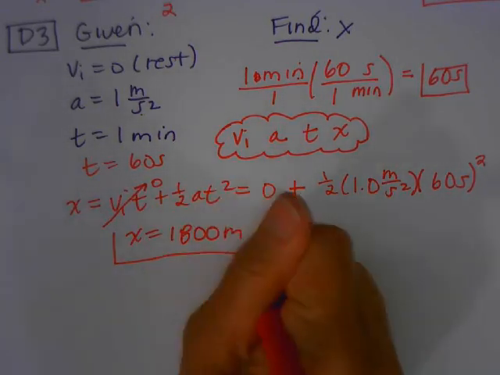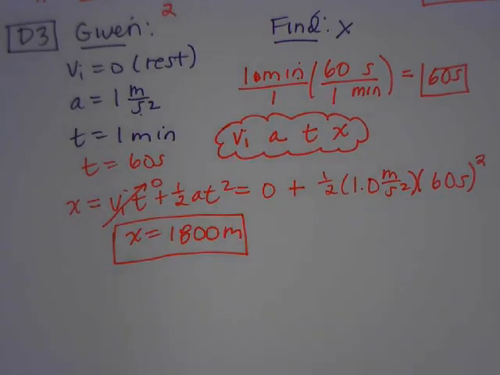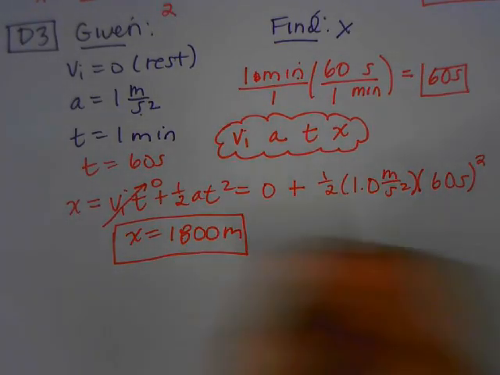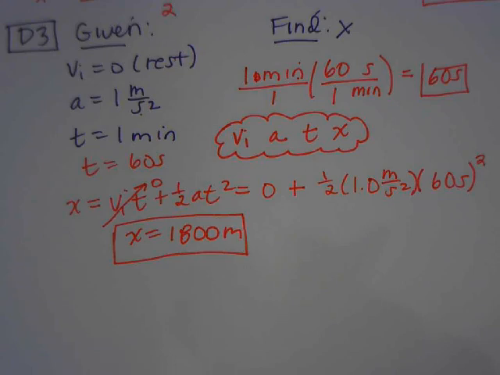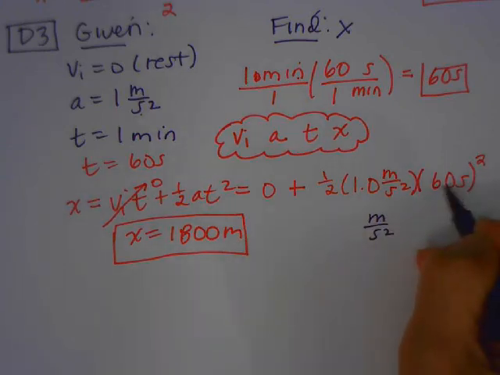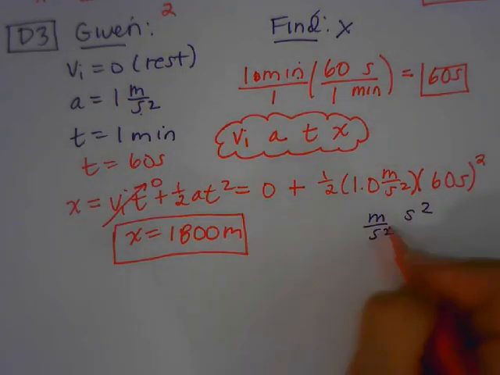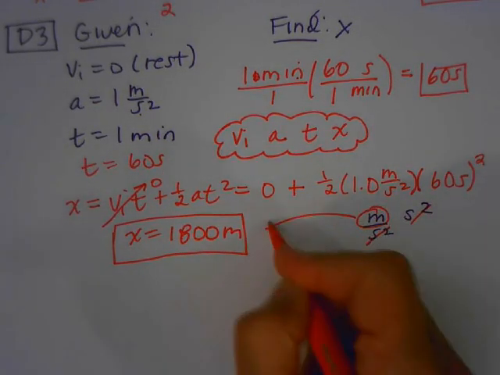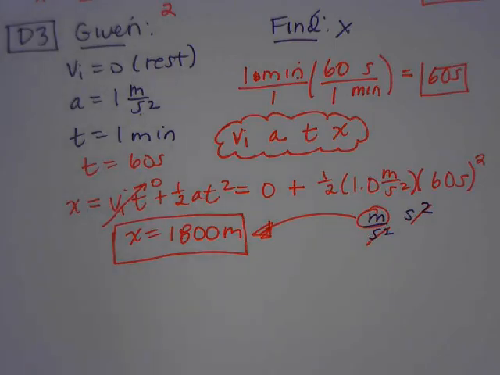I didn't do it on the last problem, but I'll do it on this one, and maybe I'll go back to the other one. Remember, if I carry my units through and cancel them, it's a foolproof way to check my work. I have meters per second squared. When I square the 60, I square the seconds, and you see these cancel, and I end up with the correct unit, which is meters for displacement.